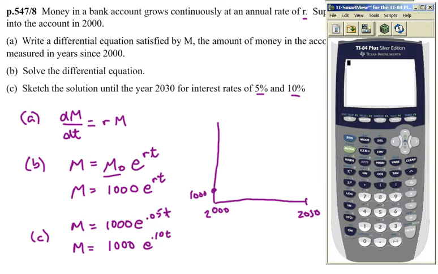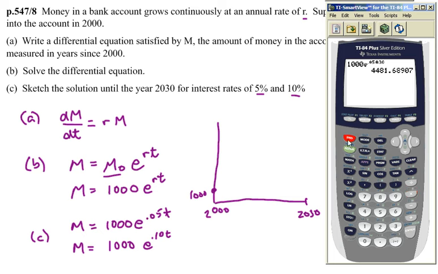So let's pull up our calculator. In our first case, we are going to do 1,000 times e to the 0.05. Did I get a point in there? Let's go back. I think I missed the decimal. So there it is, 0.05 times 30, because it's 30 years. So there's our first value.